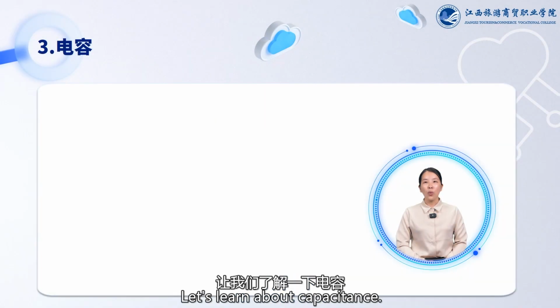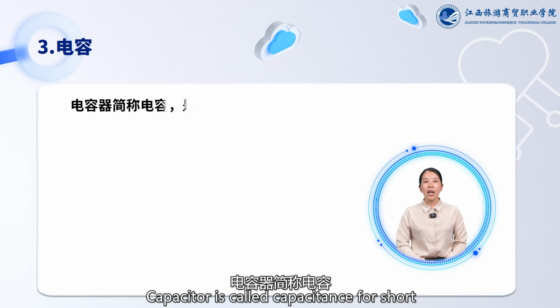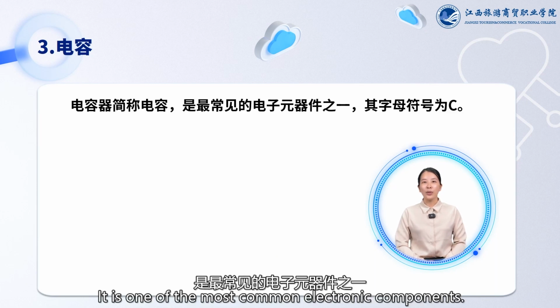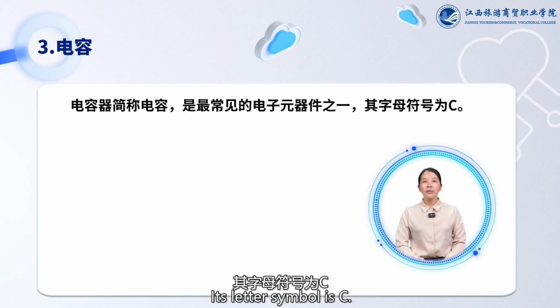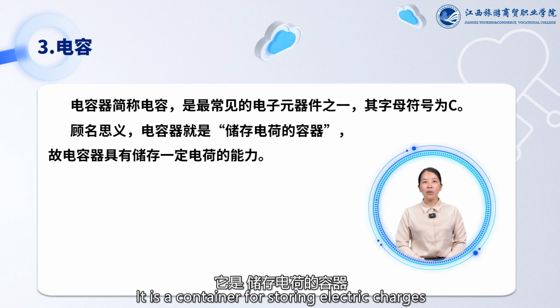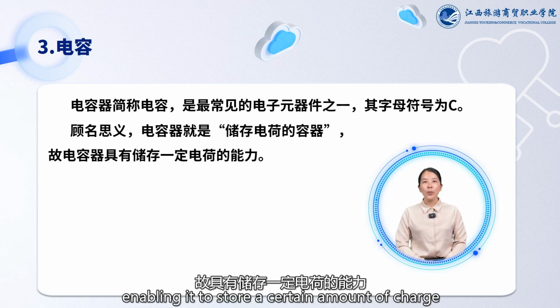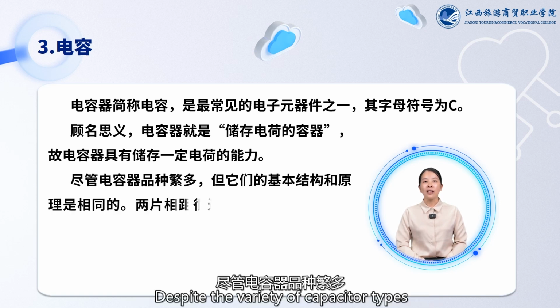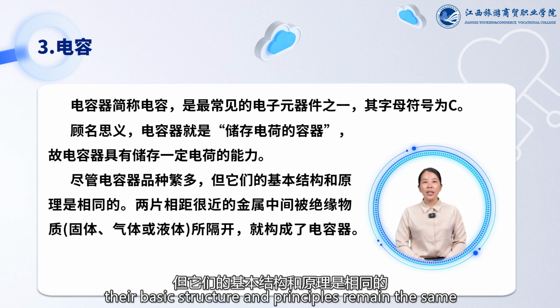Next, let's learn about capacitance. Capacitor is called capacitance for short. It is one of the most common electronic components. Its letter symbol is C. As the name implies, it is a container for electric charges, enabling it to store a certain amount of charge. Despite the variety of capacitor types, their basic structure and principles remain the same.